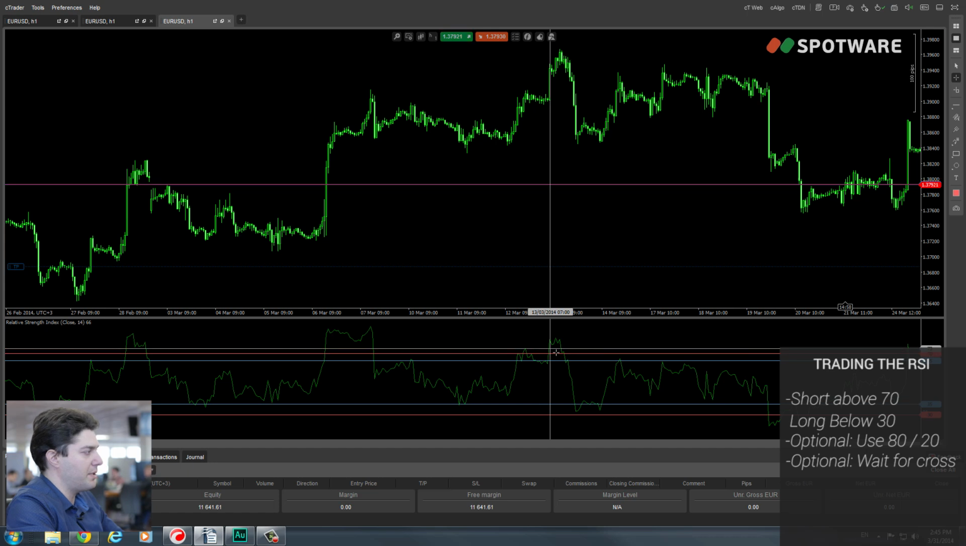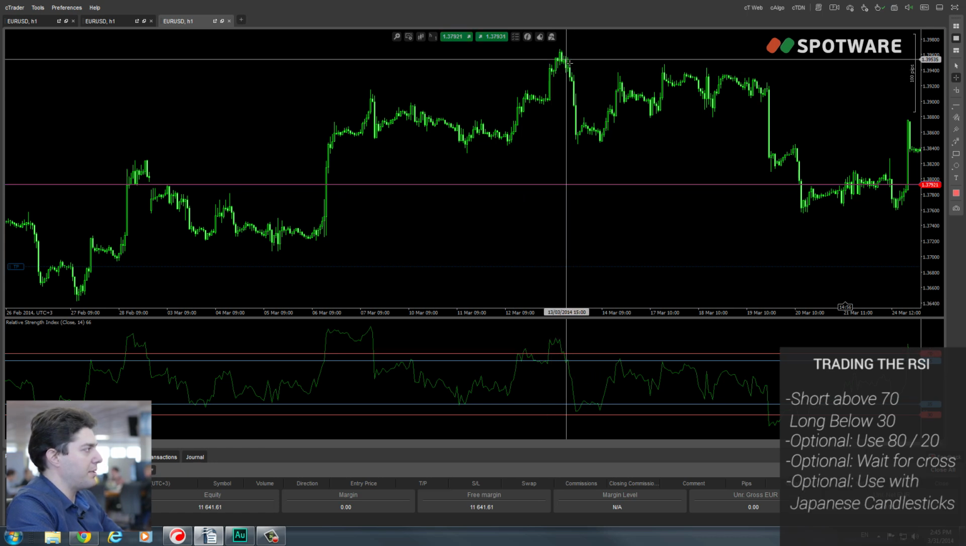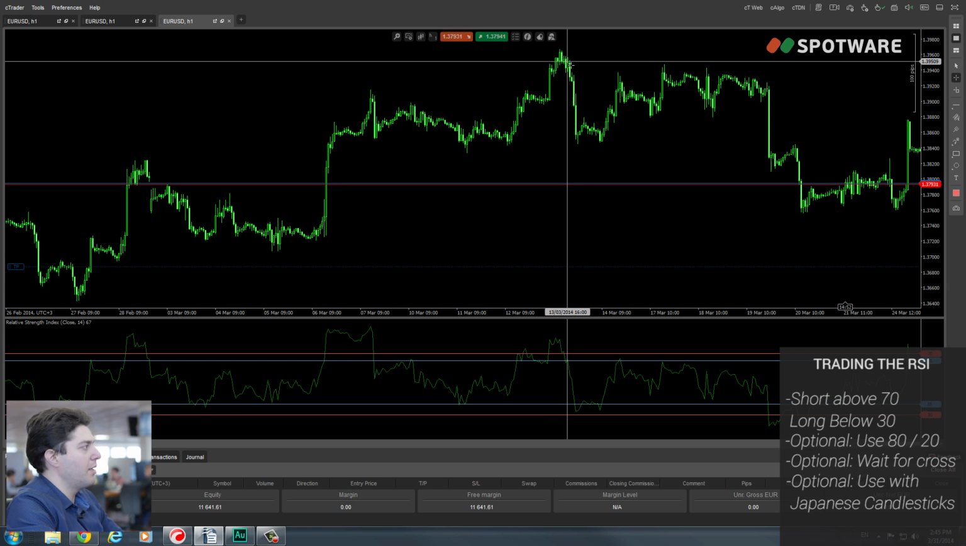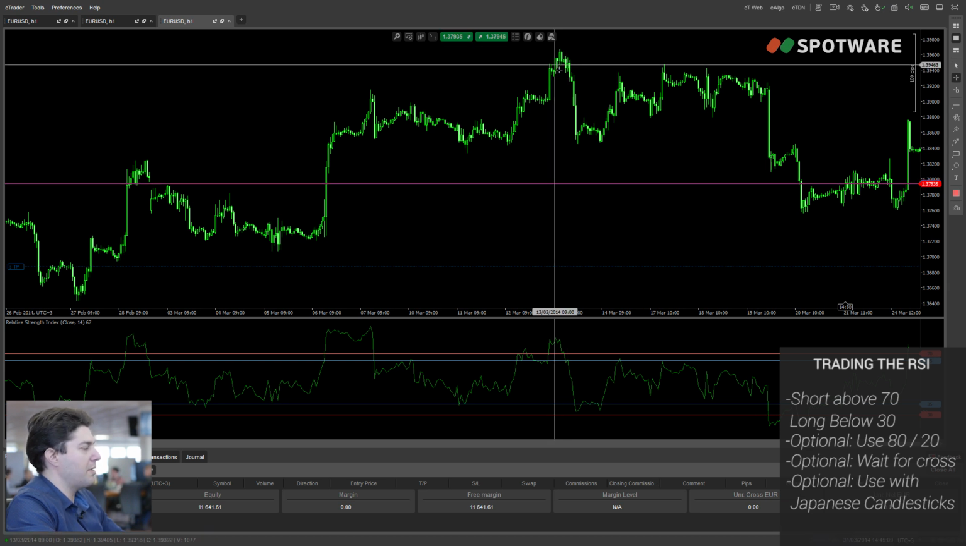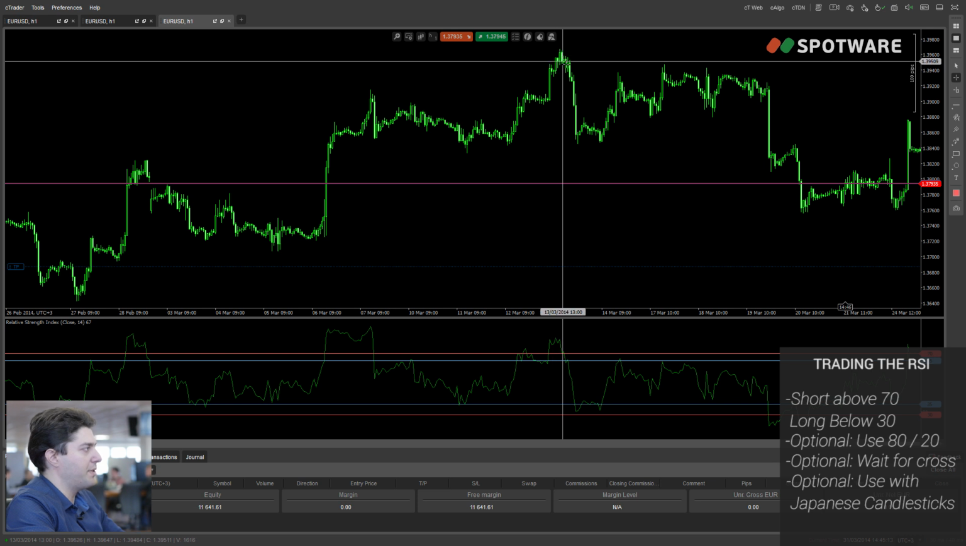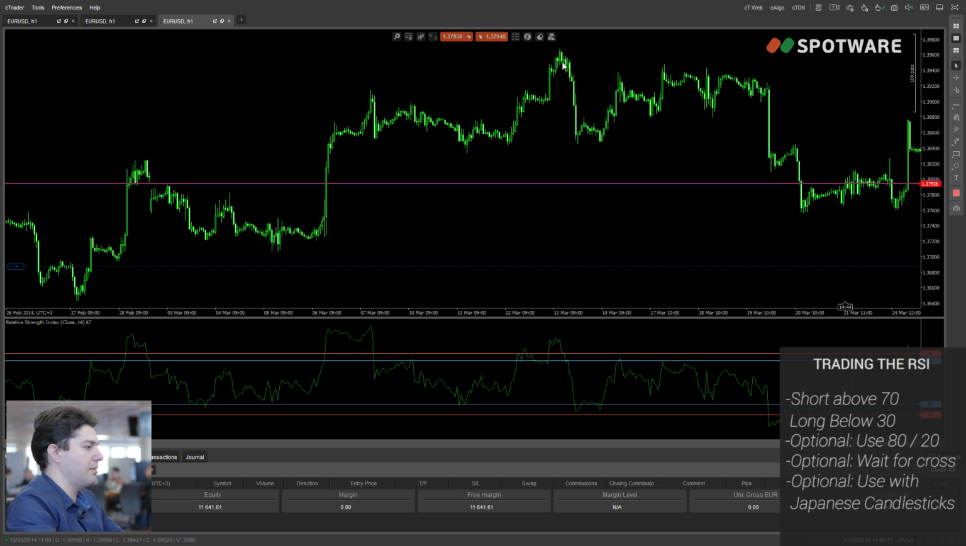The other thing you can do when entering at these levels is to combine this indicator with Japanese candlesticks or price action. We already did a video about that. You can go and check it out. When we combine this indicator with price action, we enter on things like morning stars or hammers.